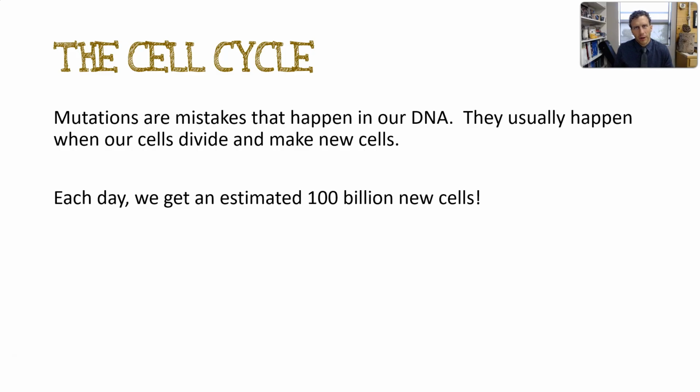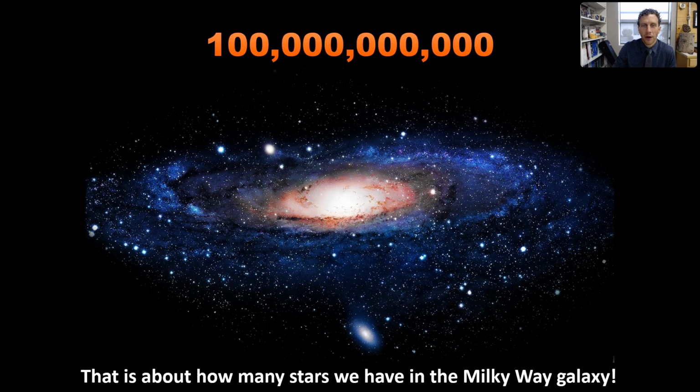And you might think, well, how often does that happen? Well, every day we make about 100 billion new cells. That's a staggering number. That is huge. And you're not going to get mistakes in all of those, of course, because again, cells are designed really well, but maybe over time you can get some mistakes. 100 billion, that's about how many stars we have in the Milky Way galaxy. So that's a phenomenal number of cells. Okay, we can't even comprehend that number, really.